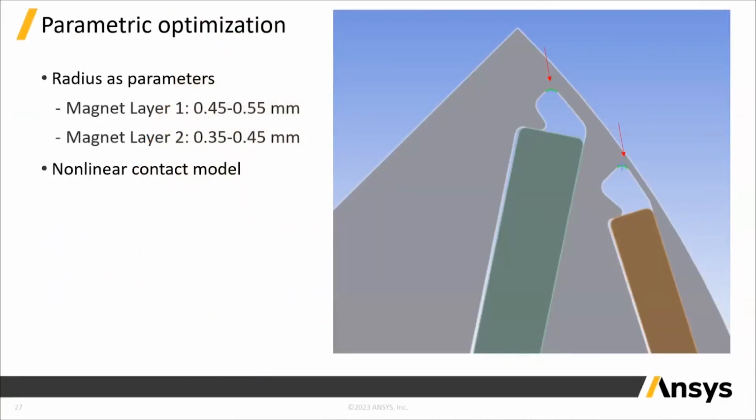In this study, we defined two parameters. One is the round here, and another is the round around the layer 2 bridge. And then we give a range for the two parameters. What we want to see is, when we adjust the radius of these two features, can we reduce the stress even more? In this simulation, we use the nonlinear contact model between the magnets and the laminations.